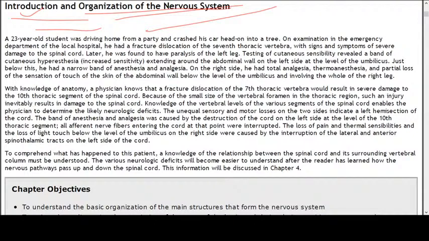So hey guys, I'm back after 5 minutes break, and let's study again. So we're about to start the introduction and organization of the nervous system. Okay, so let's begin.